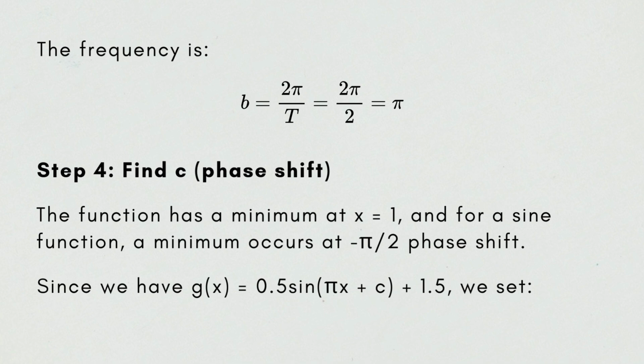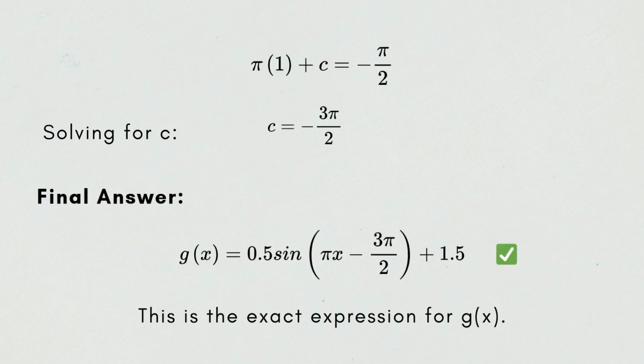Step 4. Find c, phase shift. The function has a minimum at x equals 1, and for a sine function, a minimum occurs at minus pi by 2 phase shift. Since we have g of x equals 0.5 into sine of (pi x plus c), plus 1.5, we set pi into 1 plus c equal to minus pi by 2. c is equal to minus 3 pi by 2.